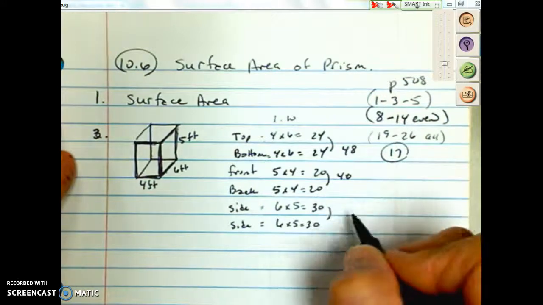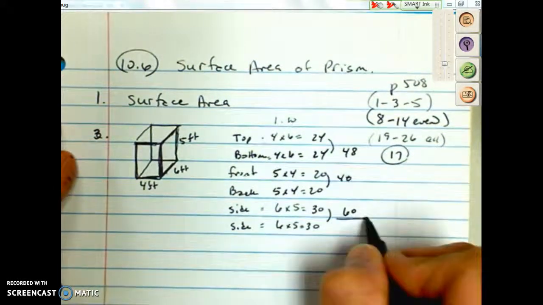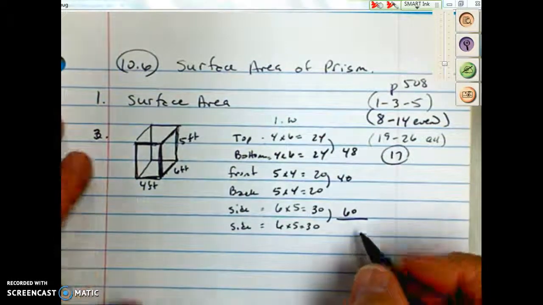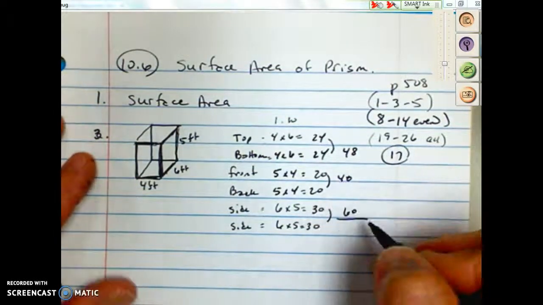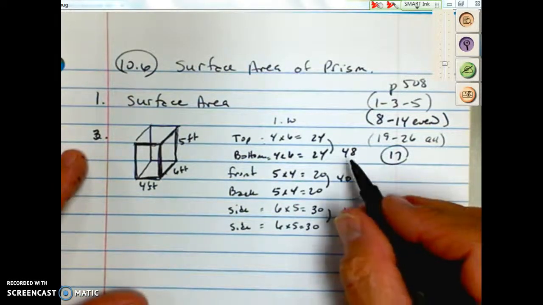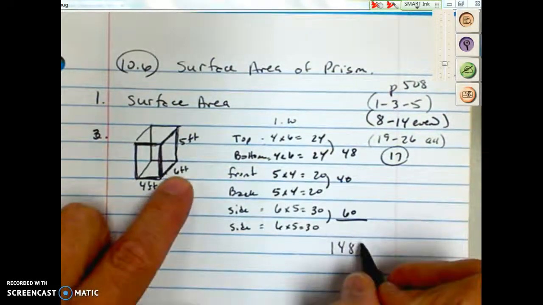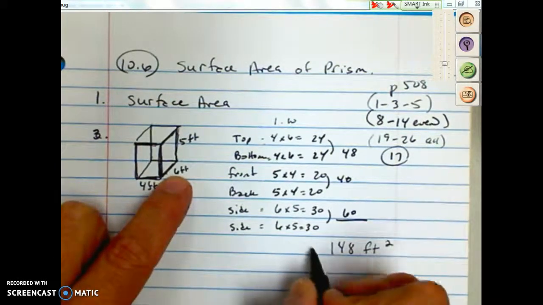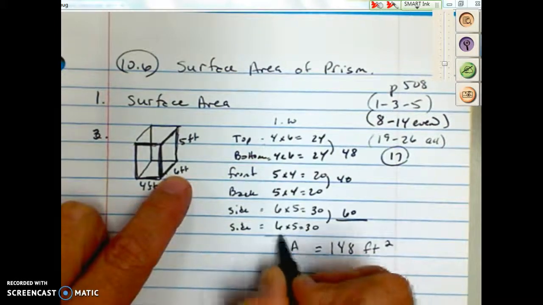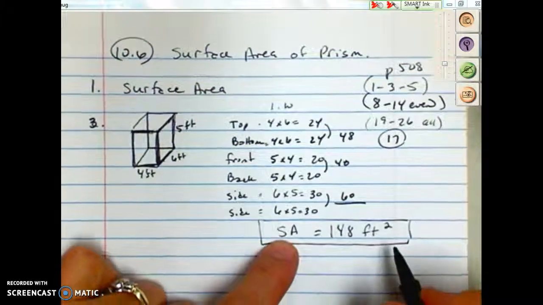Write that down. And 30 plus 30, of course, is 60. And then we're going to add all three of those up to find the total surface area. So 60 plus 40, of course, is equal to 100, and plus 48. So we have 148 feet squared, and we're going to label this surface area. You can write it out if you want to, but otherwise you can abbreviate it, capital S, capital A.